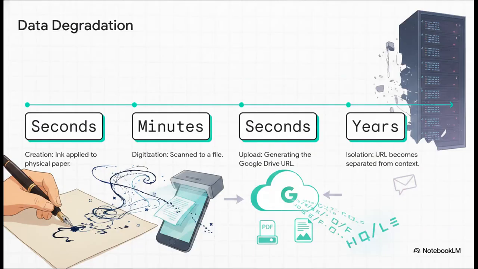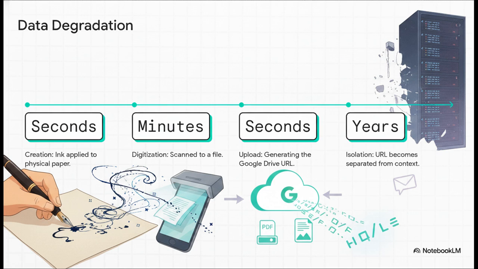Now, I want you to imagine the chronological journey of this data. How does physical ink turn into an orphaned cloud link just floating in the digital ether? Well, it starts with creation. Seconds of time where a human applies actual ink to physical paper. Then comes digitization, maybe a few minutes where someone uses their phone or a scanner to turn that paper into a PDF. Next up is the upload, mere seconds where Google Drive ingests the file and spits out this exact URL. But then comes the final, longest stage, isolation.